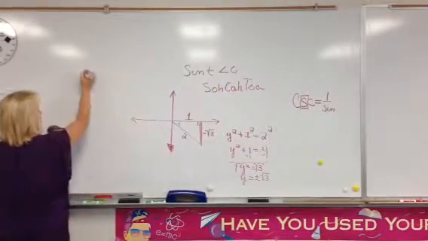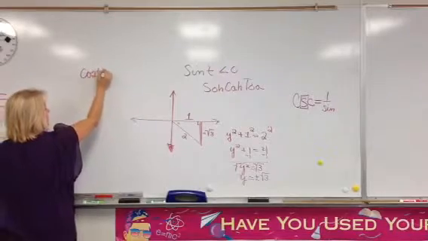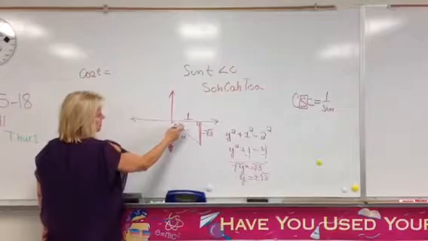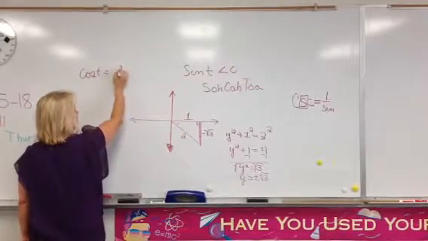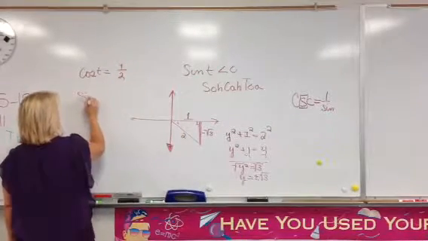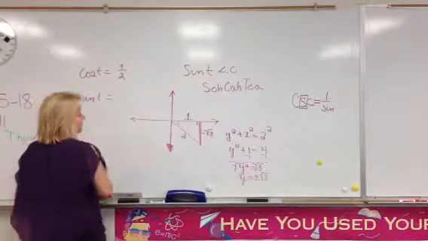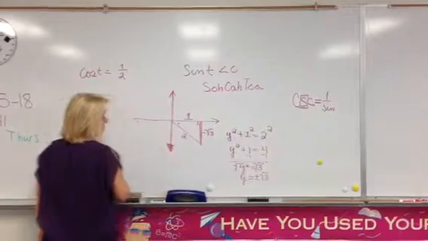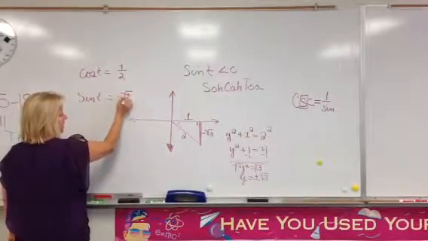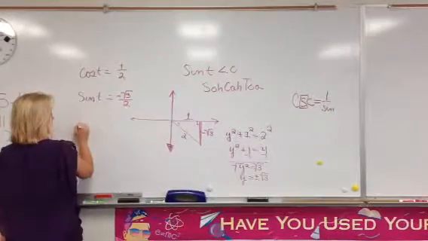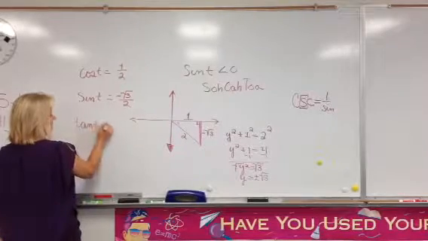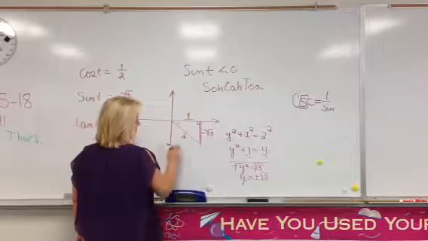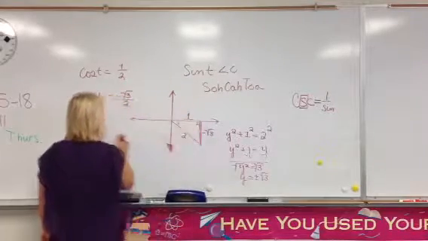We want the cosine of t, which is adjacent over hypotenuse, 1/2. We want the sine of t, which is opposite over hypotenuse, negative root 3 over 2. We want the tangent of t, which is opposite over adjacent, negative square root of 3 over 1.